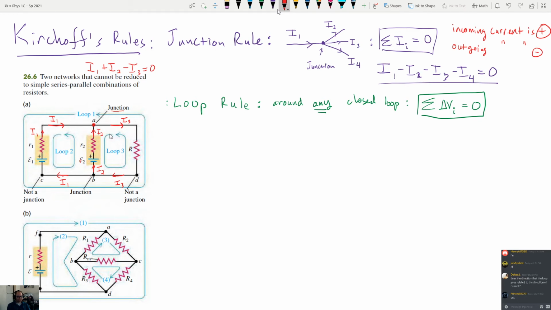Would you all agree with that? If this I3 was going in, then they would all be the same sign. Okay, so I guess they could all be positive. But anyway, that would be totally fine. There'd be nothing wrong with that.